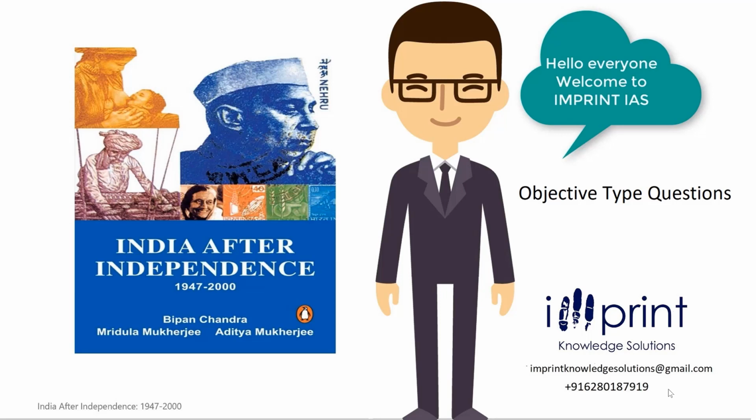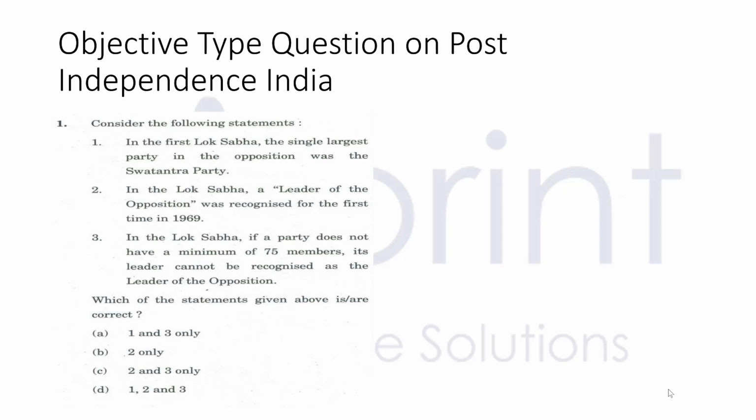Today we're going to do a few objective type questions from India after independence, 1947 to 2000. The reason is that despite the fact that we think post-independence is not asked in prelims, there were actually a few questions asked from the post-independence period in prelims 2018. So let's look at the first question asked in prelims 2018.